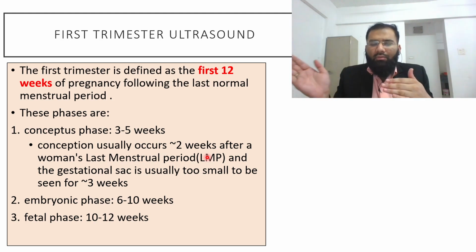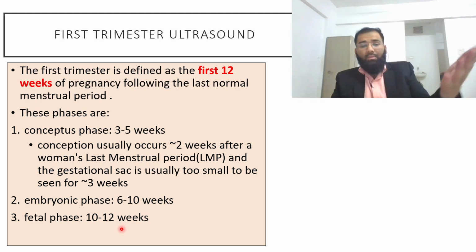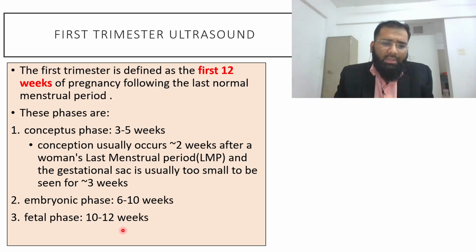From 5 weeks onwards, we start seeing the gestational sac on ultrasound by a transvaginal scan. We'll be discussing that. The initial 6 to 10 weeks form your embryonic phase, and after 10 to 12 weeks, that becomes the fetal phase.